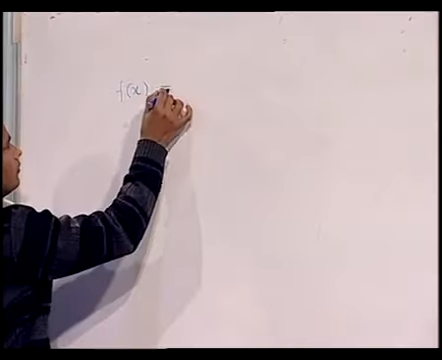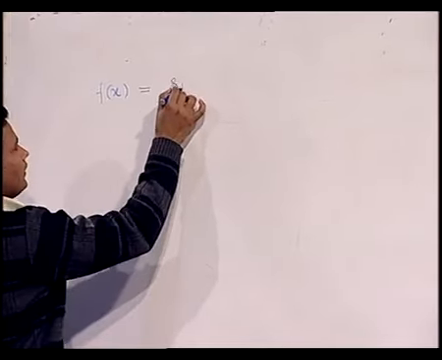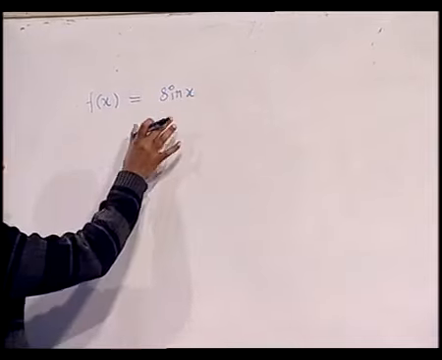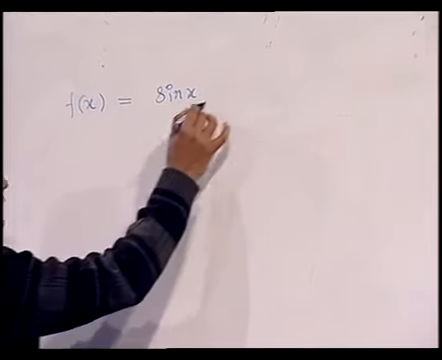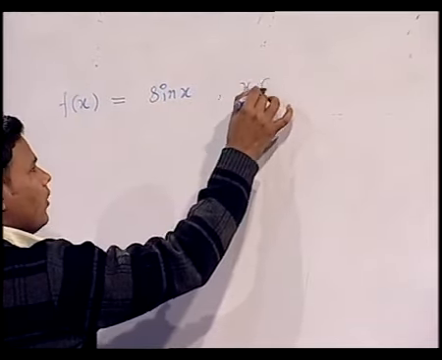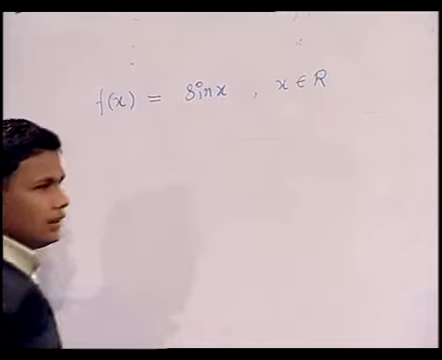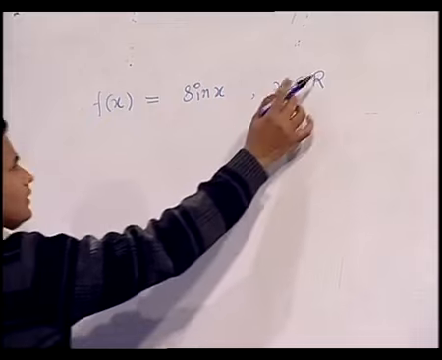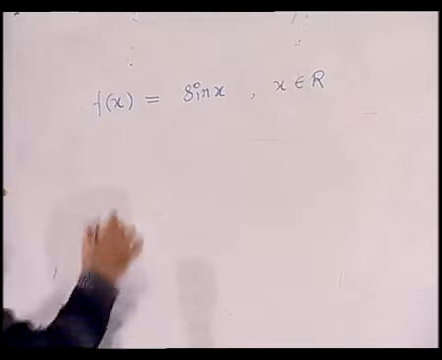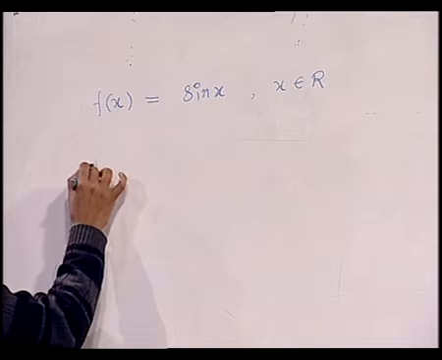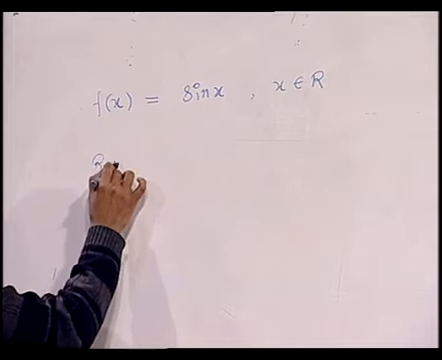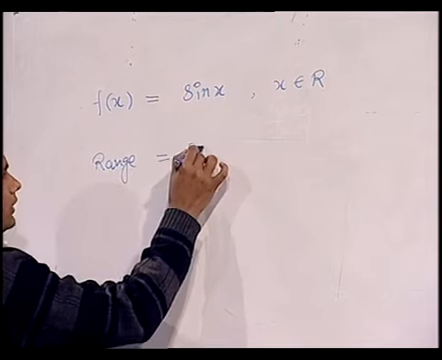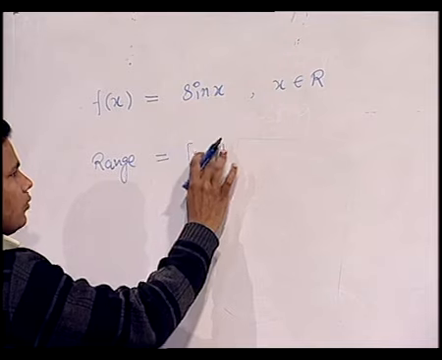f(x) = sin x. This is a real valued function. Here x belongs to R. Its domain is the set of real numbers R, and its range is the closed interval [-1, 1].